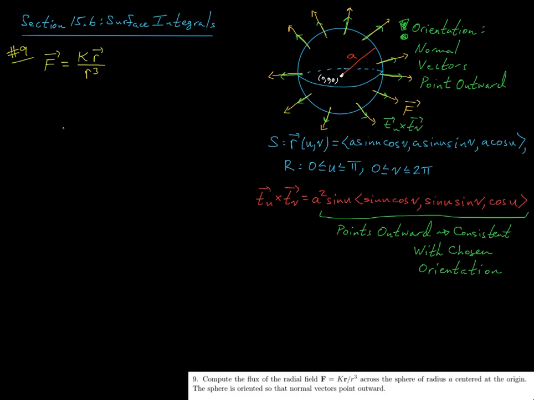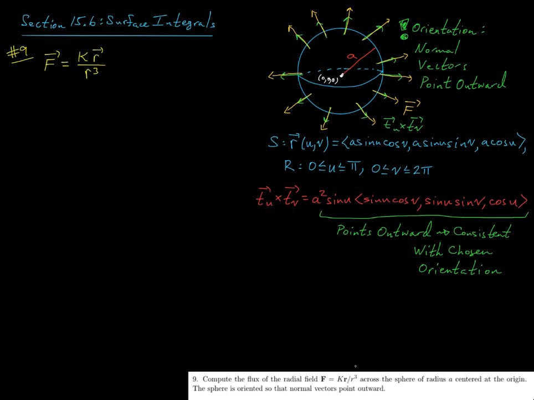All right, question 9 says compute the flux of the radial field F, which is k times the position vector r divided by its magnitude cubed, across the sphere of radius a centered at the origin. The sphere is oriented so that normal vectors point outward. So this is the radial field we've now spent a fair amount of time with. This is the field that satisfies the inverse square law.